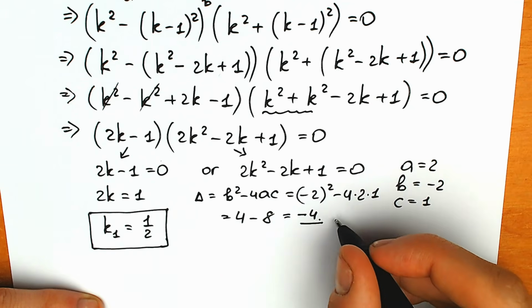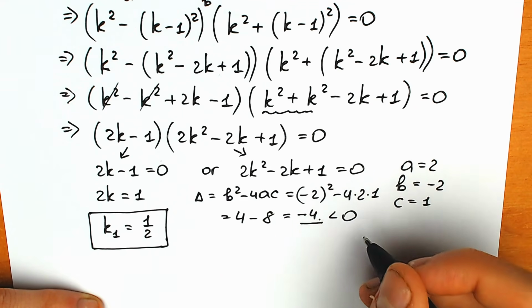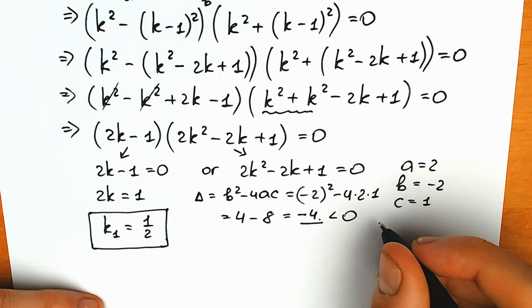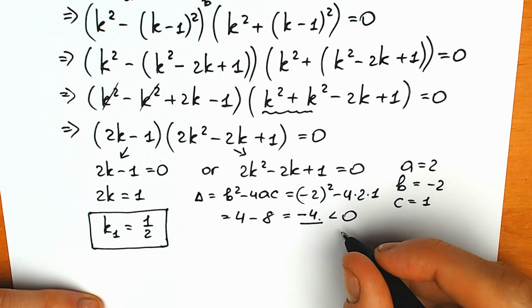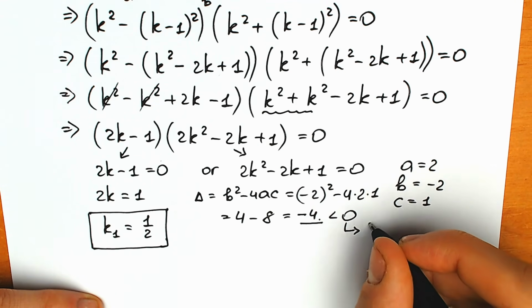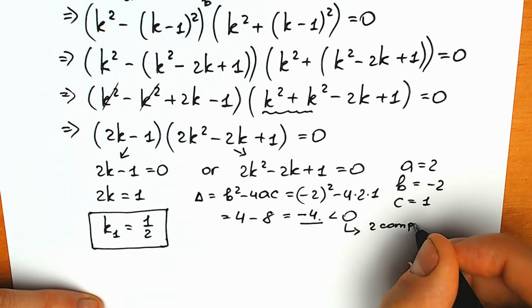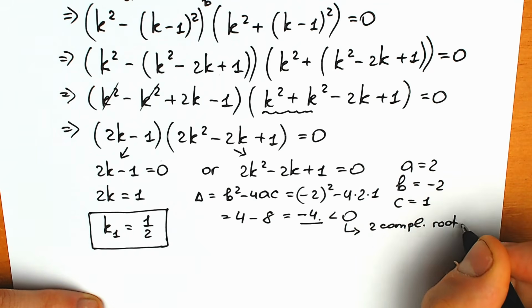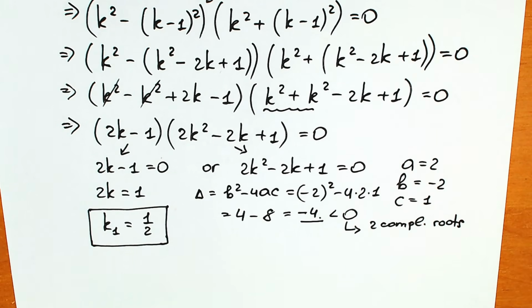So it implies that in this branch, we don't have real number roots, but we have two complex roots. We don't have real number roots. We have two complex roots.